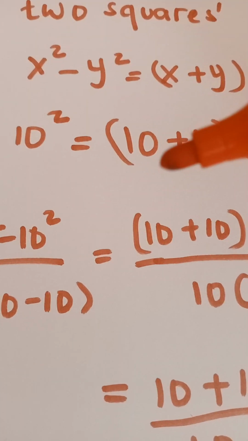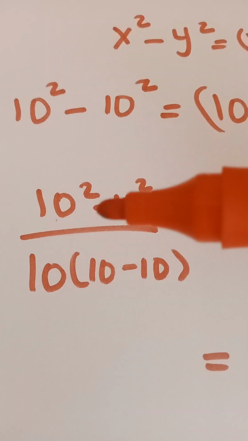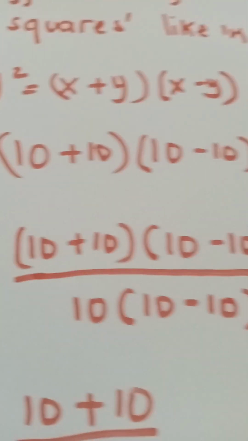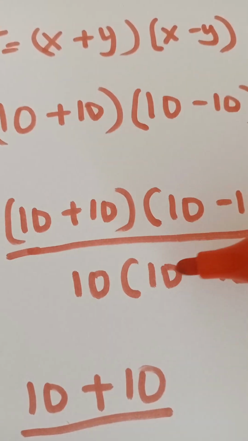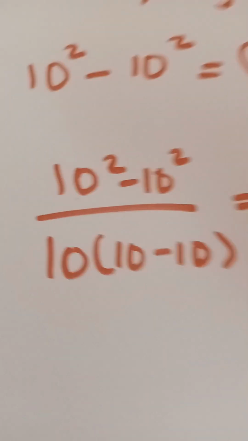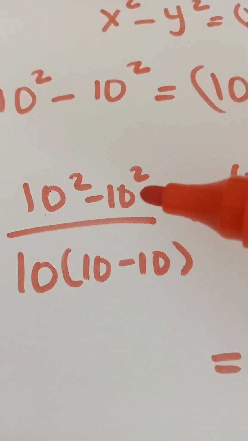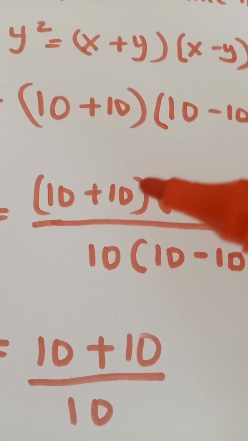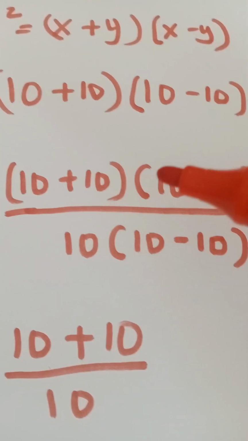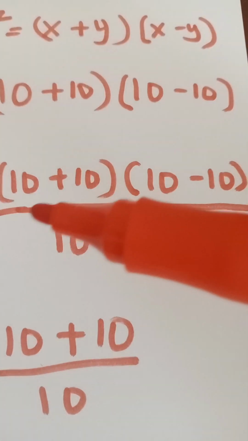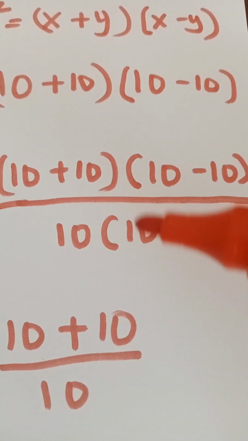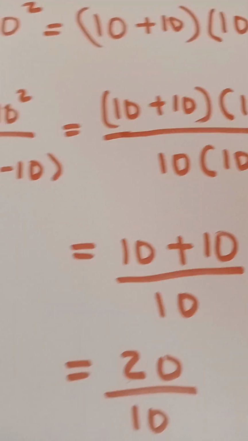This gives us our numerator, which is over here. The denominator, we bring in the case of factoring out 10, so that you have 10 into 10 minus 10. So this is the case. Now 10 squared minus 10 squared divided by 10 into 10 minus 10 can be written as 10 plus 10 in brackets into 10 minus 10 in brackets, then you divide by 10 into 10 minus 10.